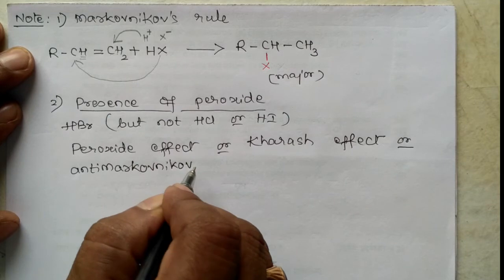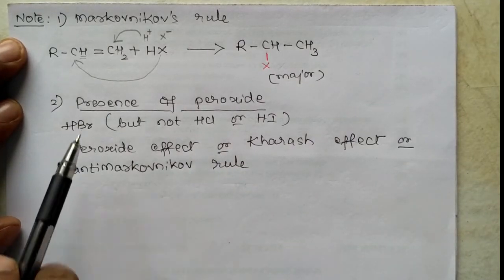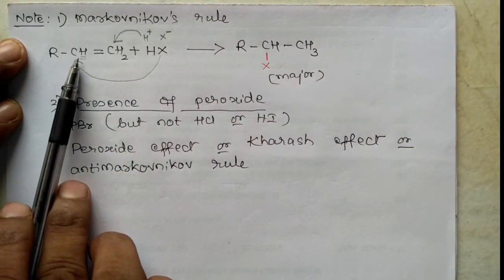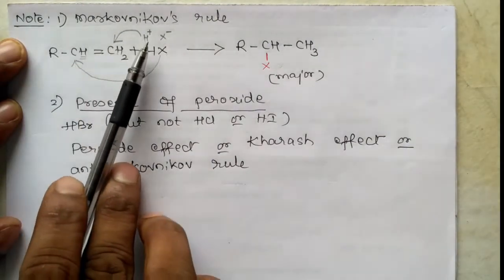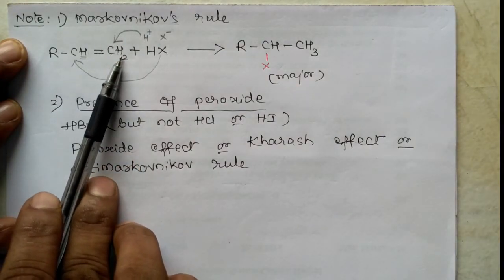According to Markovnikov's rule, what happens? X is added to the carbon atom which contains less hydrogen, then the hydrogen atom is added to the carbon atom of the double bond containing more hydrogen.